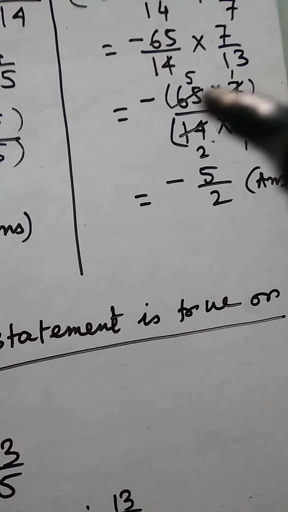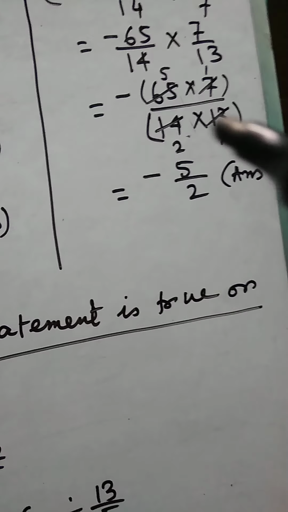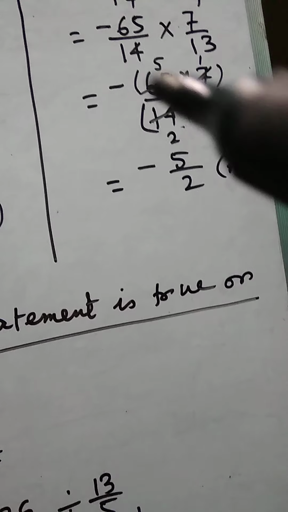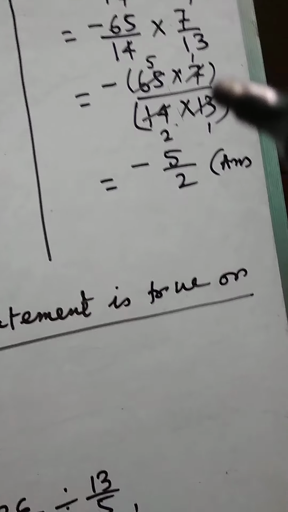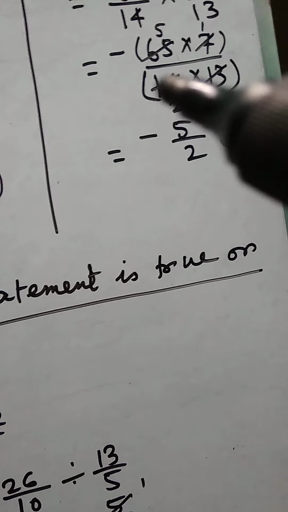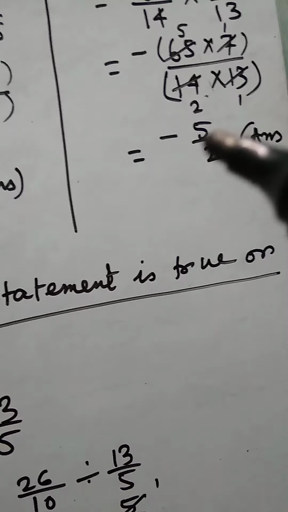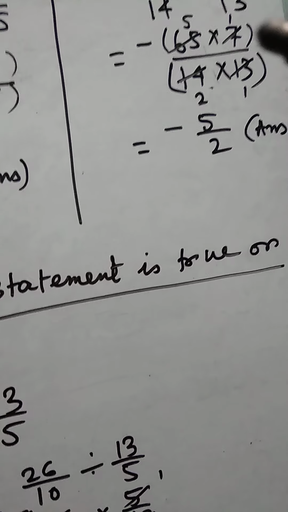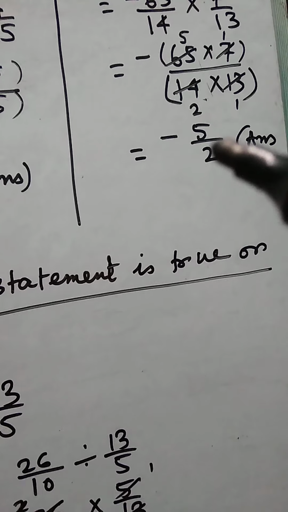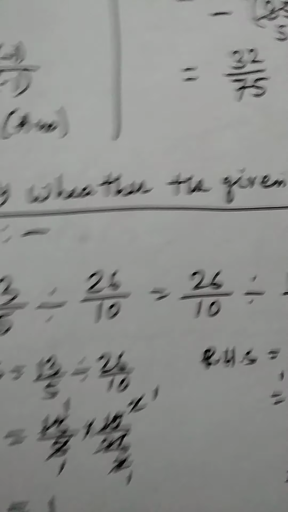Cut 65 and 13 by 13. You will get 1 here and 5 here, and here 7 will be cut with 7 and 14 will be cut with 7. Then you will get here 2 and here 1. So the result will be minus 5 by 2.